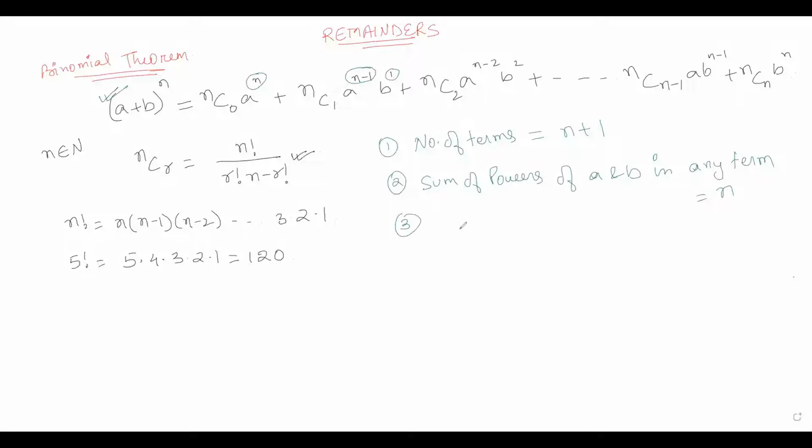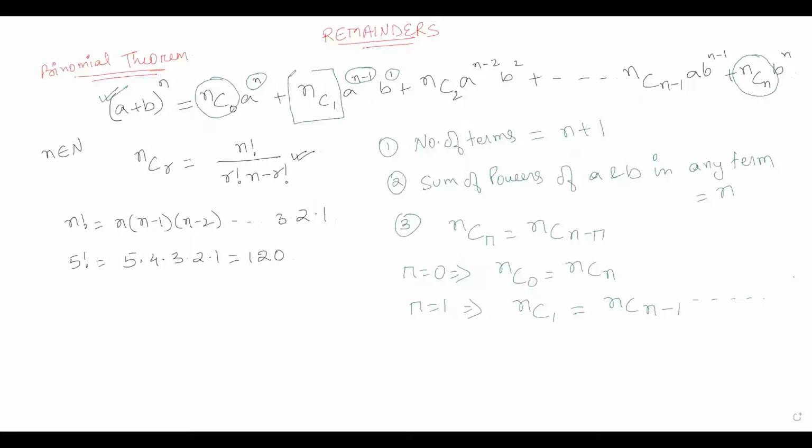Also, there is a property of combination, which is nCr is equal to nC(n minus r). So if r is equal to 0, that is the first term, in that case, nC0 would be equal to nCn. And if r equal to 1, that is the second term, in that case, nC1 would be equal to nC(n minus 1) and so on. So from this, we can see that the coefficient of the first term would be same as the coefficient of the last term, and the coefficient of the second term would be same as the coefficient of the second last term and so on.